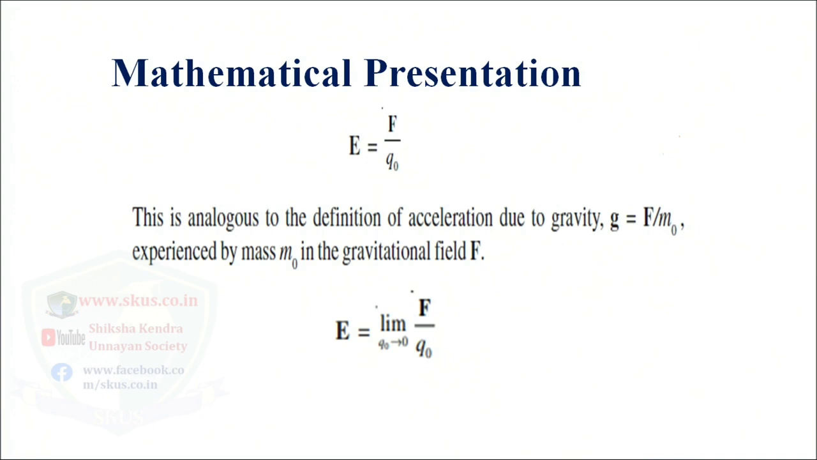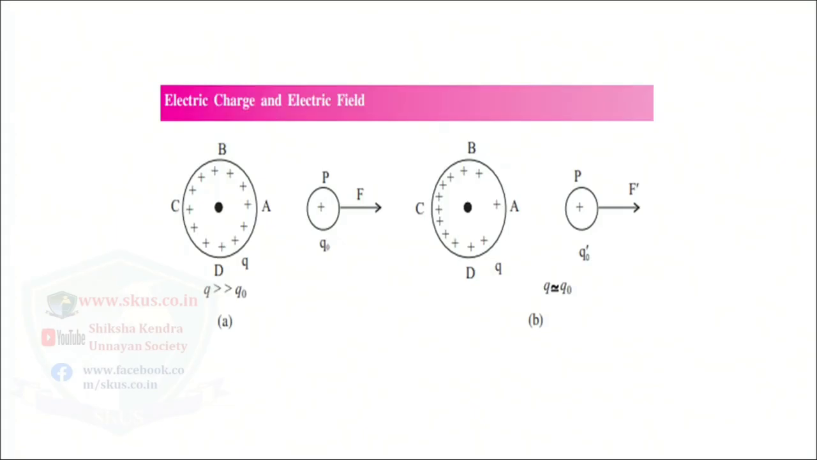Now, this test charge q naught, which has been introduced to define electric field, should be infinitesimally small, as given in this equation: E is equal to limit q naught approaches 0 of F upon q naught. This can be understood from figures A and B. First, we will discuss figure A. Here, we are going to find the electric field due to the charged body, which is on the left, and the test charge is q naught.